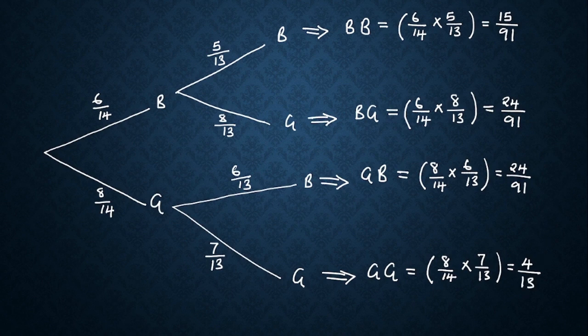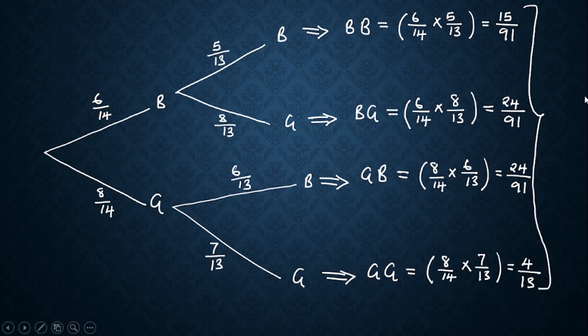Now, to prove that what we have calculated is correct, you are supposed to add 15 over 91 plus 24 over 91, then plus another 24 over 91, then plus 4 over 13. If you add all these probabilities that we have here, it's supposed to give us a 1. If you're not getting a 1, that means there's somewhere where we have made a mistake and we need to go back and rectify that mistake.